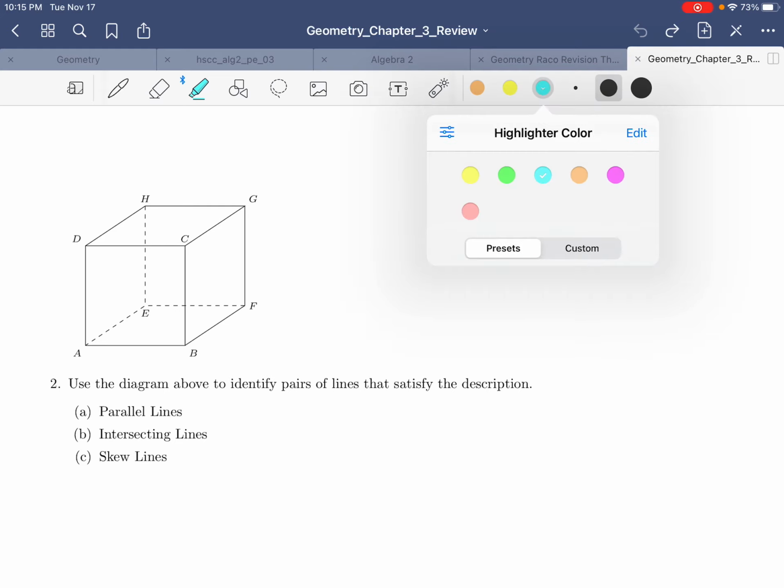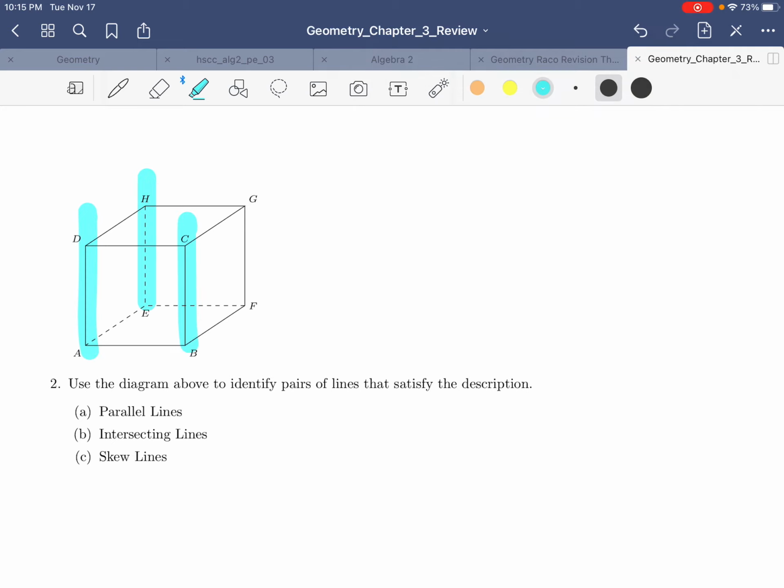So just going through it, I'd be like this line right here, this line right here, this line right here, and this line right here. Those lines are going in the same direction. They don't intersect. I would call those parallel. So the blue lines, the ones that are going up and down, that would be my first set.